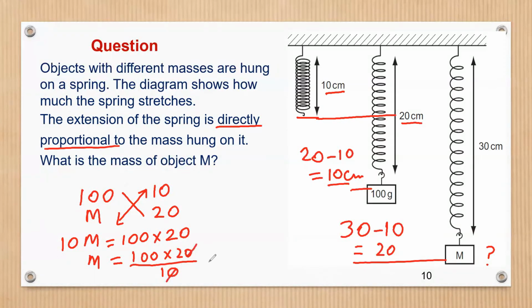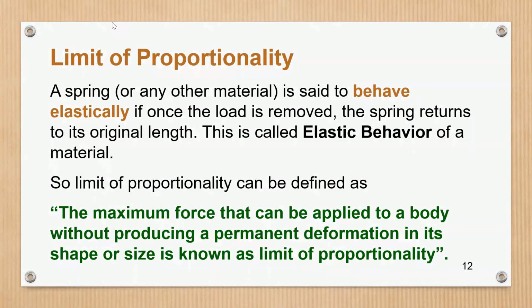0 can be cancelled by the 0, and we are going to get only 200 gram. That is the mass of the unknown mass. Now I'm going to talk about the limit of proportionality.